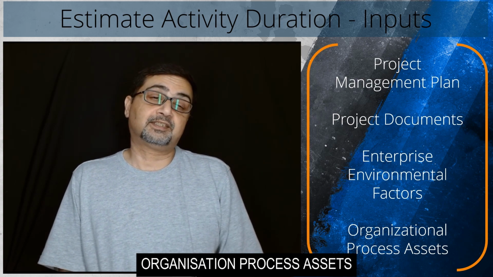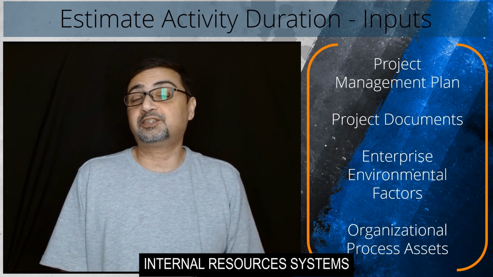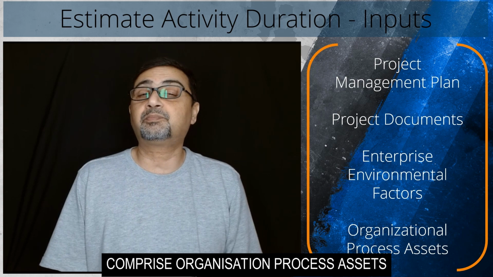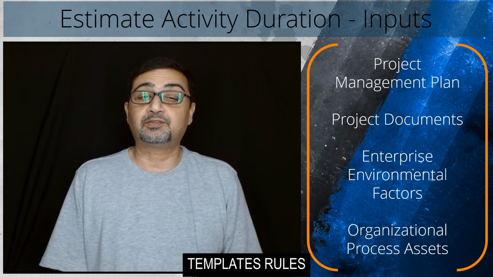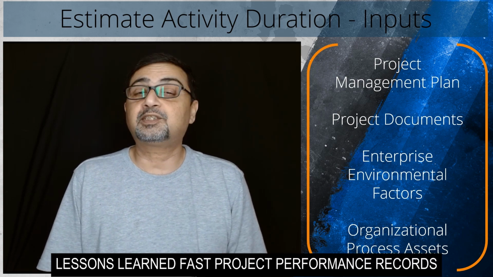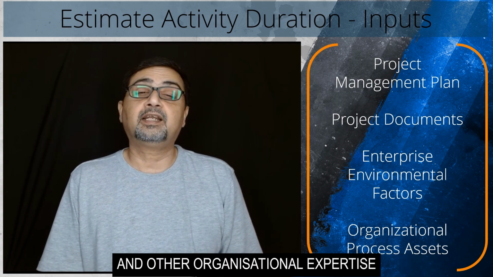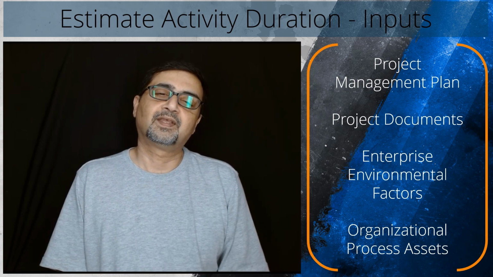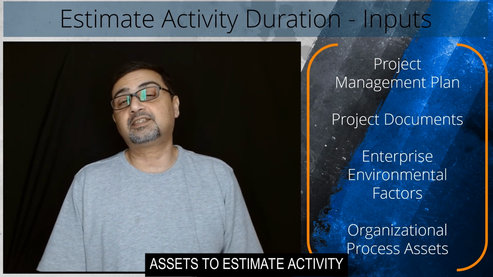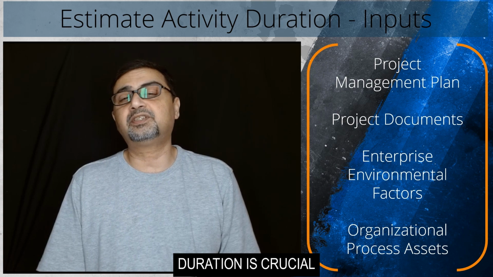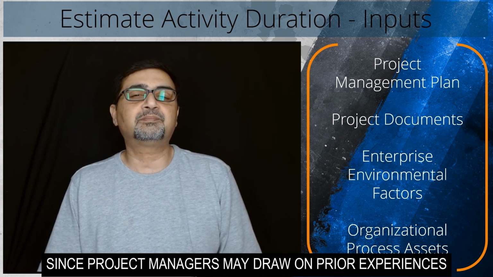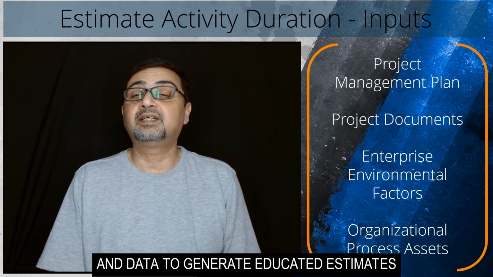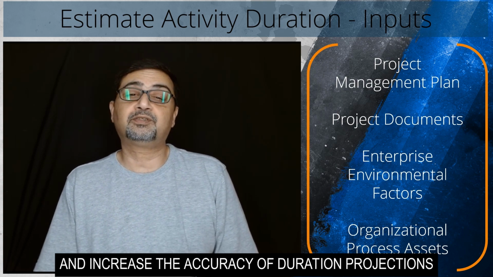Organizational process assets: internal resources, systems, and historical data acquired through time comprise organizational process assets. Templates, rules, lessons learned, past project performance records, and other organizational expertise are examples of assets. Using organizational process assets to estimate activity duration is crucial, since project managers may draw on prior experiences and data to generate educated estimates and increase the accuracy of duration projections.